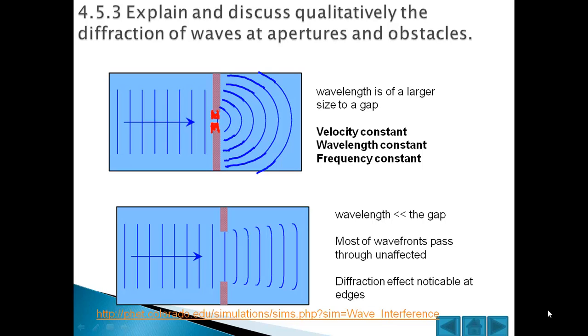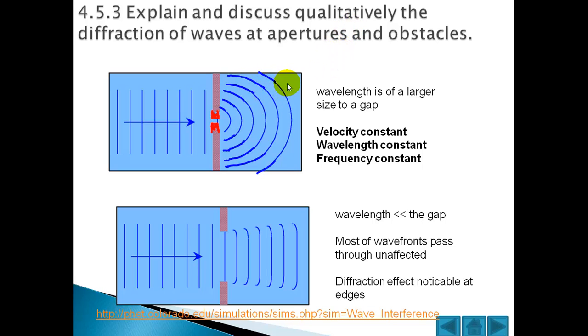Here is the last section of the properties of waves. We're going to look at the last two aspects, which are diffraction and interference. Here we have a qualitative description of diffraction, which means without given numbers, just describing what is happening.